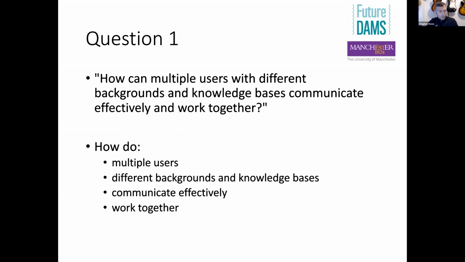So the first question we're trying to answer in this project is, how can multiple users with different backgrounds and knowledge bases communicate effectively and work together? If we break that down, we have multiple users, we have different backgrounds and knowledge bases. We want to make them communicate effectively, and we want to get them to work together.